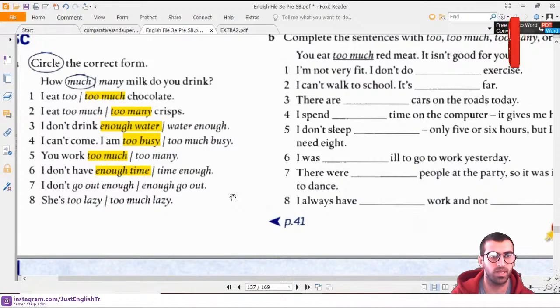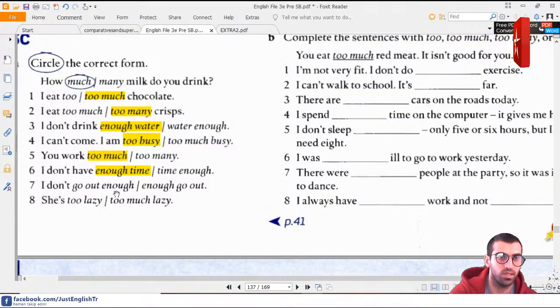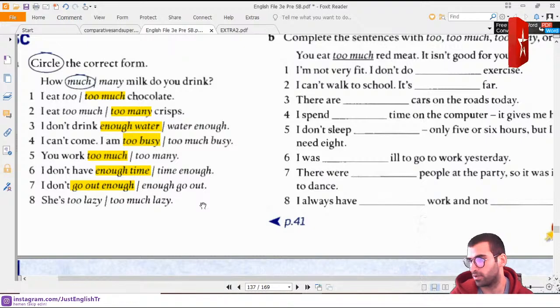Number 7, I don't go out enough. Yes, as you know, we use enough after the verb. Yes, go out enough. Let me highlight like this. Go out enough is a correct answer. That's great.